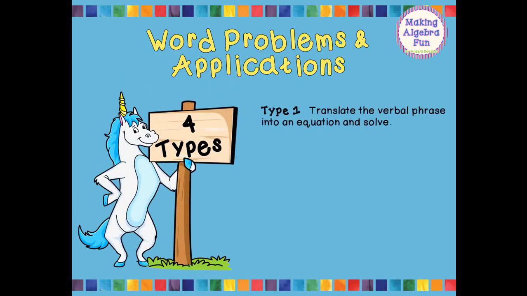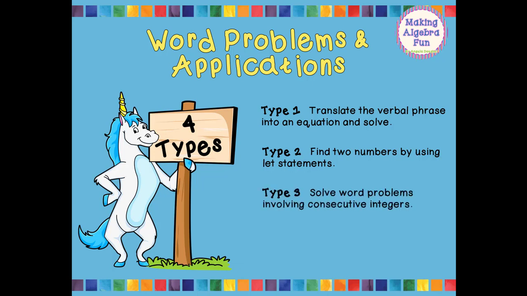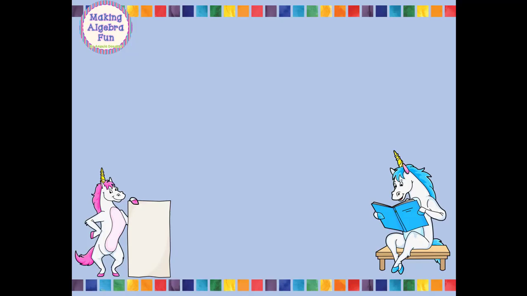The first video we did was translating the verbal phrase into an equation and solving. The second part was finding two numbers using let statements. Part 3 was solving word problems involving consecutive integers. And part 4 was solving word problems involving formulas. Today's video is part 4 and we're going to focus on that fourth type. So let's get started.